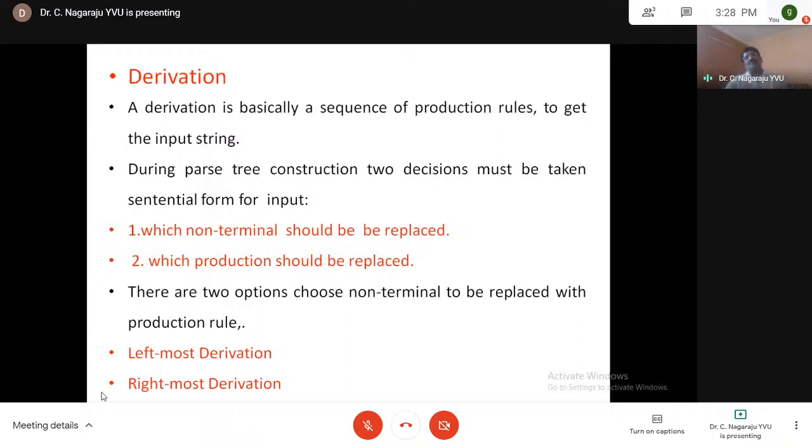What is the leftmost derivation? So I have explained what the parse tree is, the terminology of the parse tree, what the context free grammar is, and how to construct the parse tree. If you want to construct the tree, these are the derivations you have to use. Here we are using two derivations: one is the leftmost derivation and another one is the rightmost derivation.